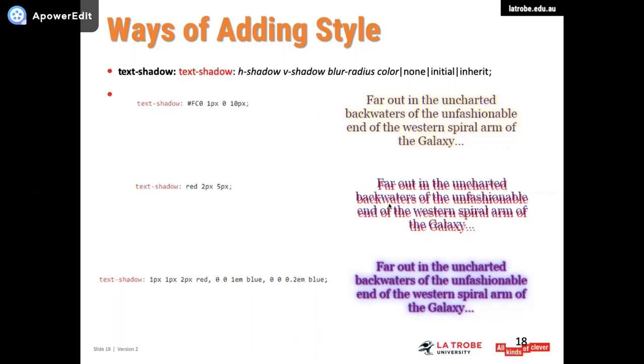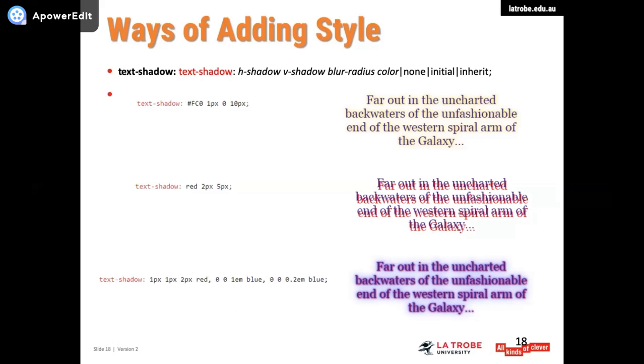Also, you can put many shadows into one text. You can just put several shadows, separated by commas. Then you can have this very blurry, very nice style for your text. You can try it by yourself later.